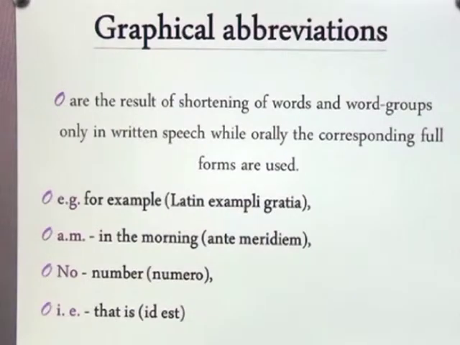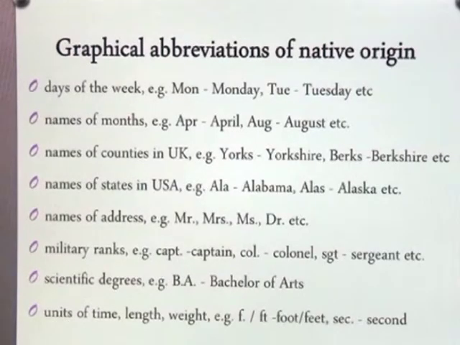And examples. For example, eng., AM, in the morning, no., number, i.e., that is. So, in written speech we use it, but orally we pronounce the whole meaning of this word. Graphical abbreviations of native origin: days of the week. Also we write these abbreviations, but we pronounce the full form.